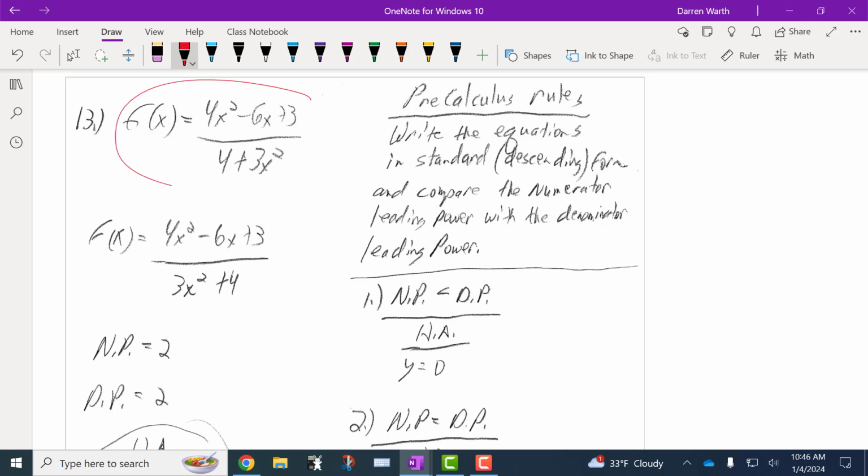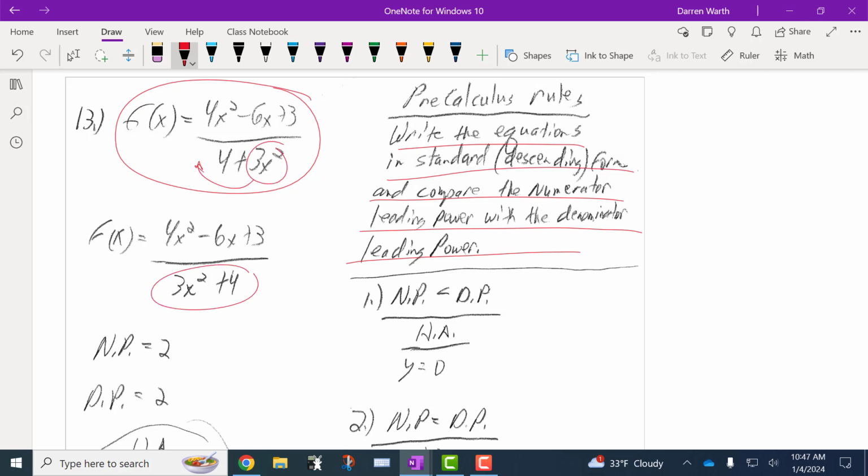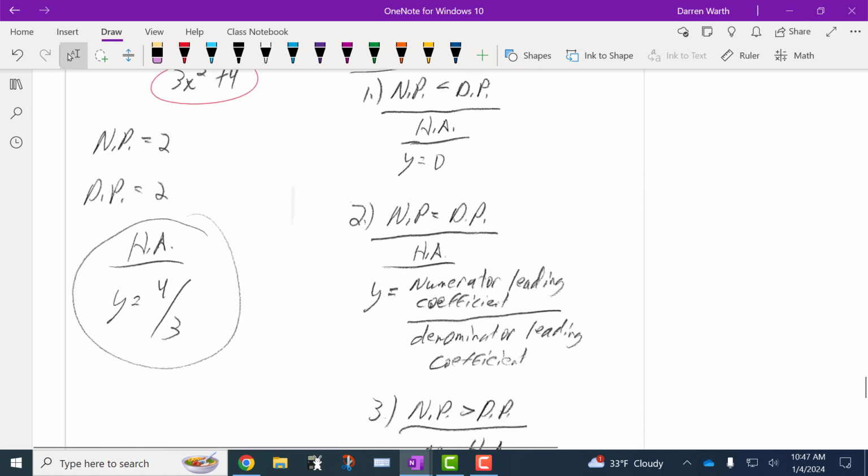Okay, now on this next problem right here, on number 13, it says find all horizontal asymptotes. So using my pre-calculus rules, you write the equations in standard descending form and compare the numerator leading power with the denominator leading power. So make sure you rewrite it in standard form. So that goes over here, so that becomes 3x squared plus 4. That already is in descending form, so standard form. So remember your pre-calculus rules.